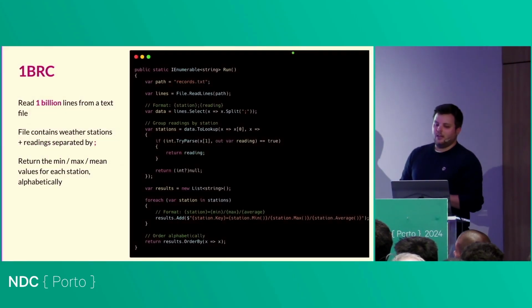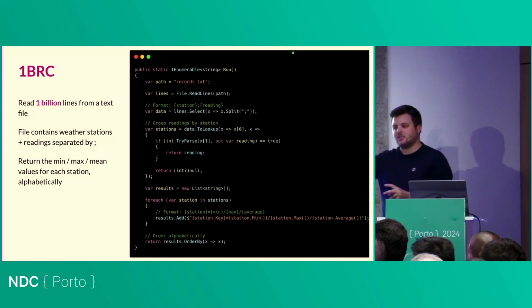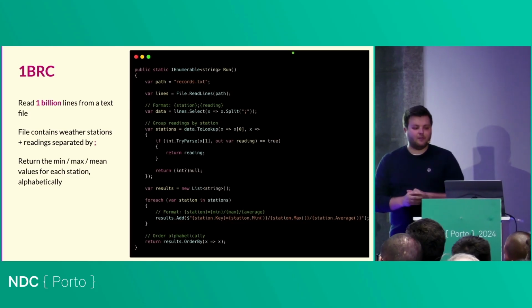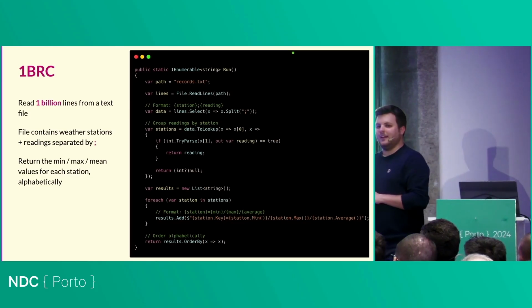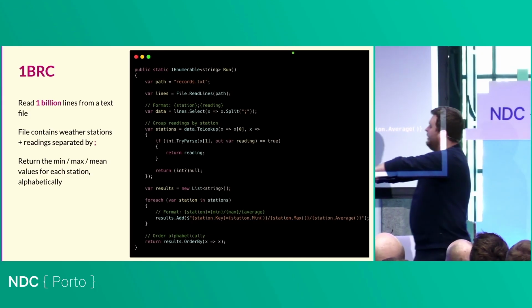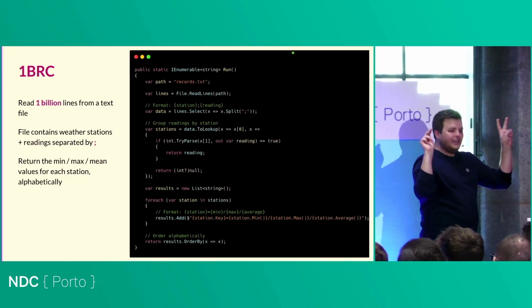Each file, the single file, contains the list of weather stations. The readings are separated by a semicolon. You need to return the min, the max, and the mean values for each of those stations and return that in alphabetical order. So I flexed my LINQ muscles and decided to write the friendliest version of this I possibly could.